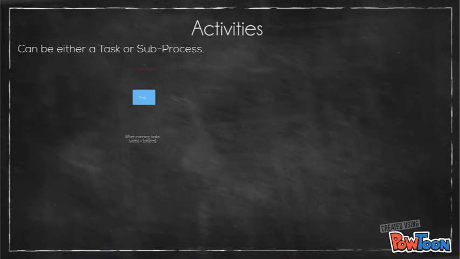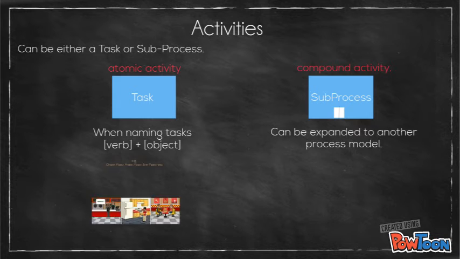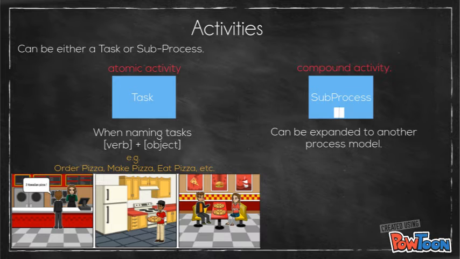Activities can be either a task or sub-process. Task represents a unit of work. It is used when the work cannot be broken down into finer details. An example of naming tasks would be order pizza, make pizza, and eat pizza.